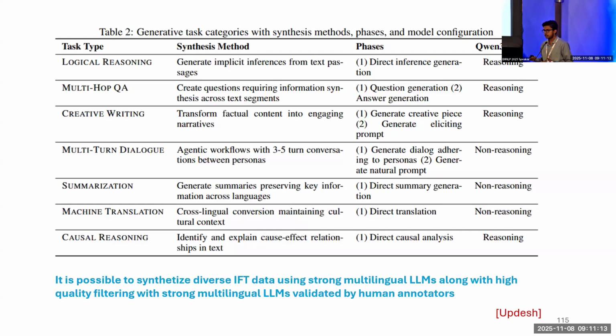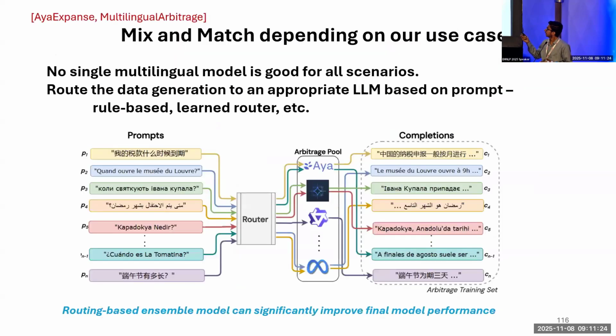So you could use this approach, and again, you would do quality filtering with strong multilingual LLMs. And if you have the bandwidth, you can validate it by human annotators. And you should if you have.